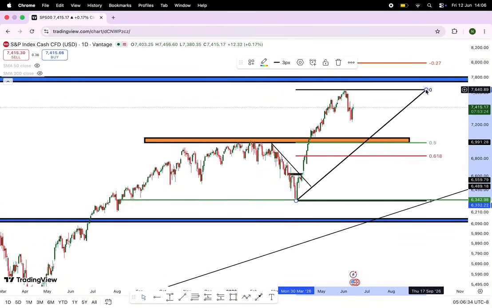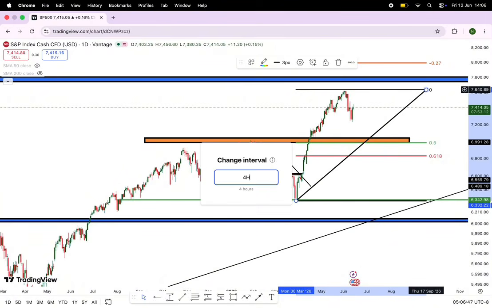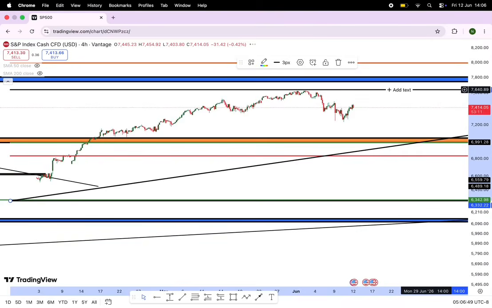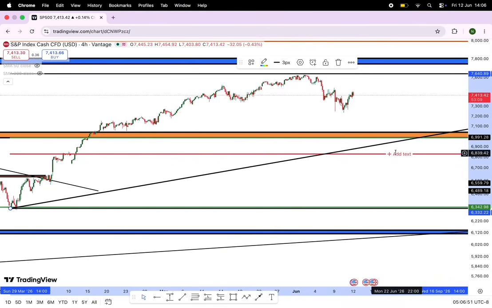So we need to see a pullback deeper into the 0.5 and 0.1 region. Once you see that pullback here, the next thing we need to see is a bounce or a kind of wavy pattern that allows us to use the counter trend for an entry. So we're making entries on the 4 hour time frame. All things being equal, this is what I'm actually looking out for on the S&P.